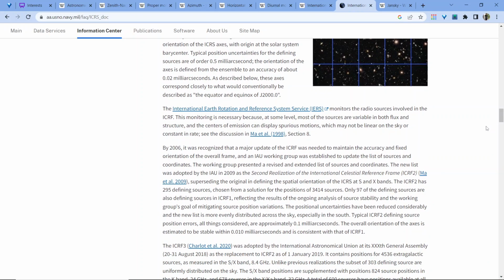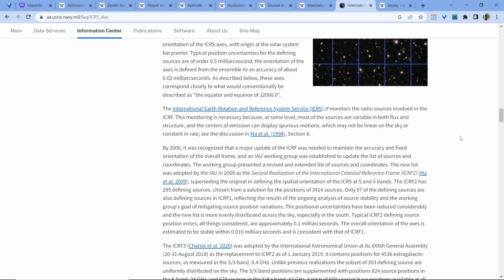In 2006, it was recognized that a major update of the ICRF was needed to maintain the accuracy and fixed orientation of the overall frame, and an IAU working group was established to update the list of sources and coordinates. The working group presented a revised and extended list of sources and coordinates. The new list was adopted by the IAU in 2009 as the second realization of the International Celestial Reference Frame, ICRF-2, superseding the original and defining the spatial orientation of the ICRS. S and X bands.